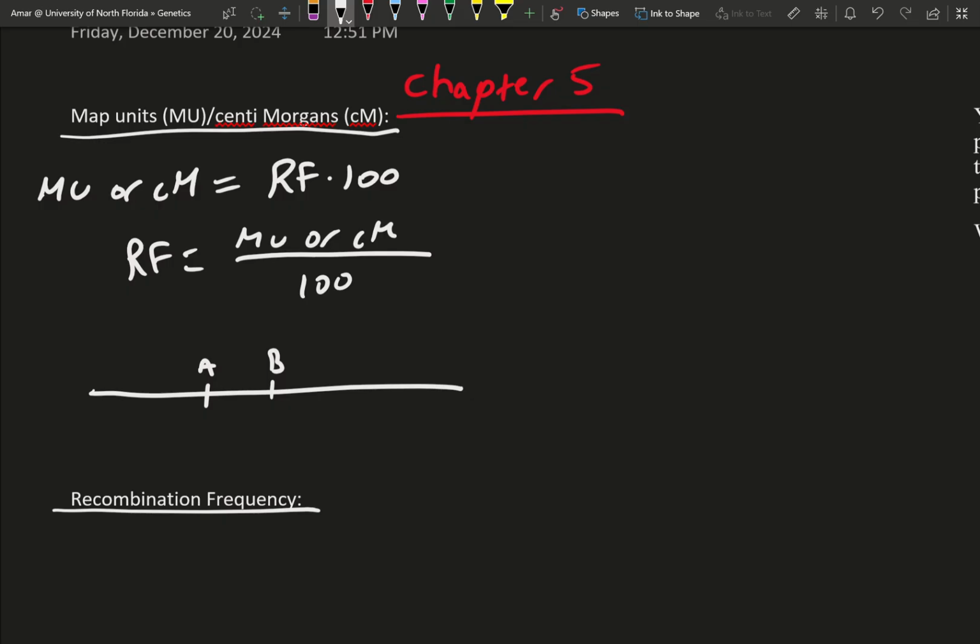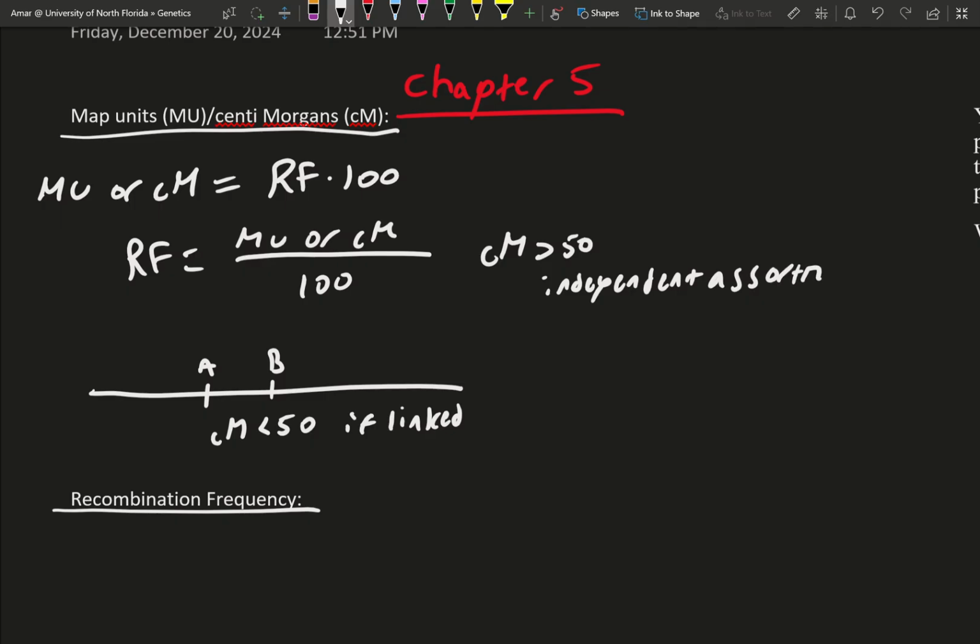And you're going to infer that their centimorgan length is less than 0.5 if linked, or excuse me, it wouldn't be 0.5, it would be less than 50. If their distance in centimorgans is less than 50, then those two genes are linked. If, however, you have a centimorgan range that is greater than 50, then those two genes aren't linked and they will be exhibiting independent assortment. So you would have independent assortment, and therefore they're not linked.